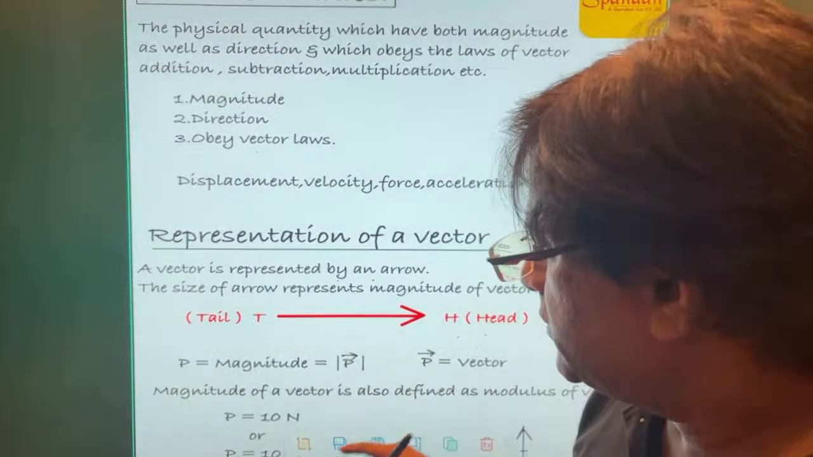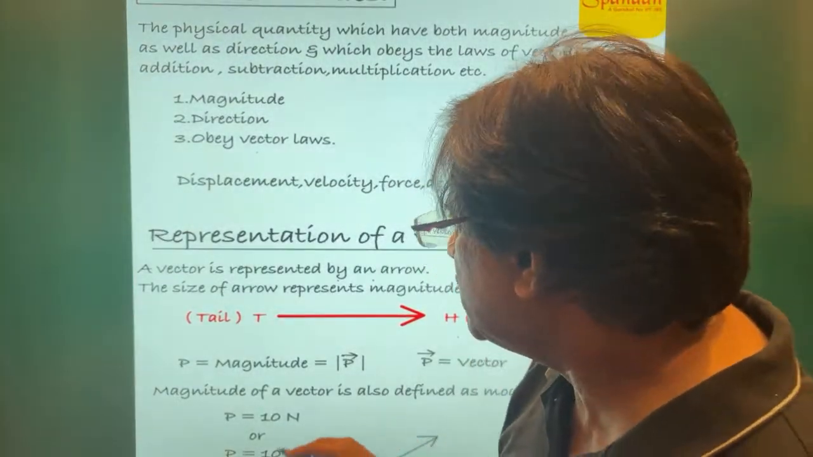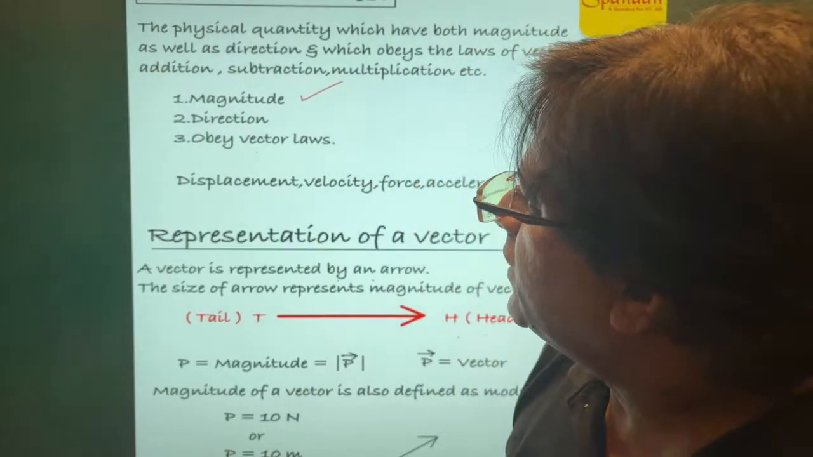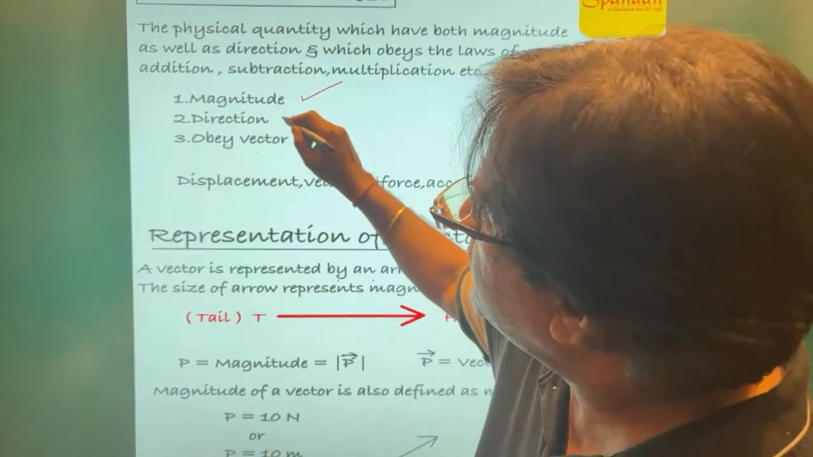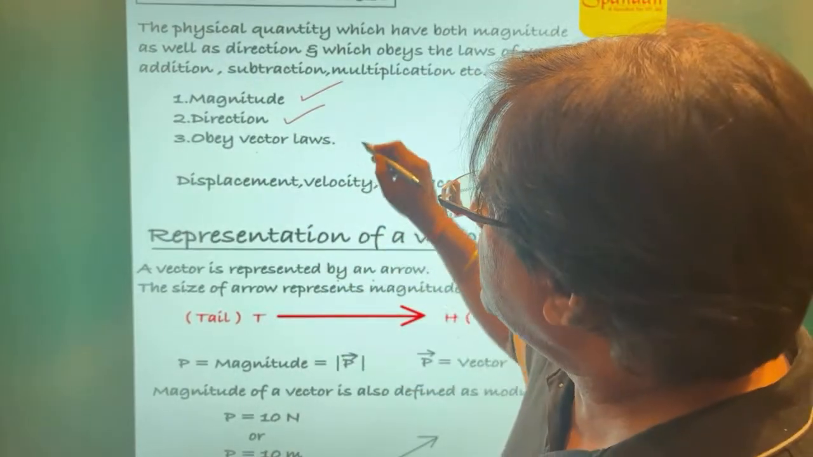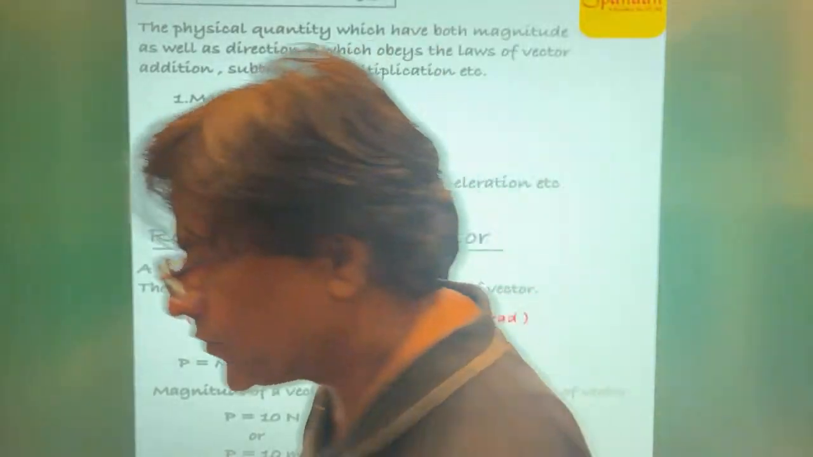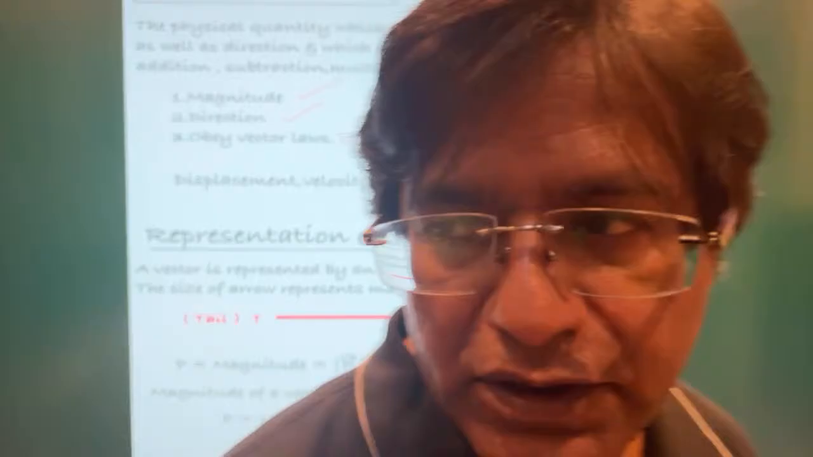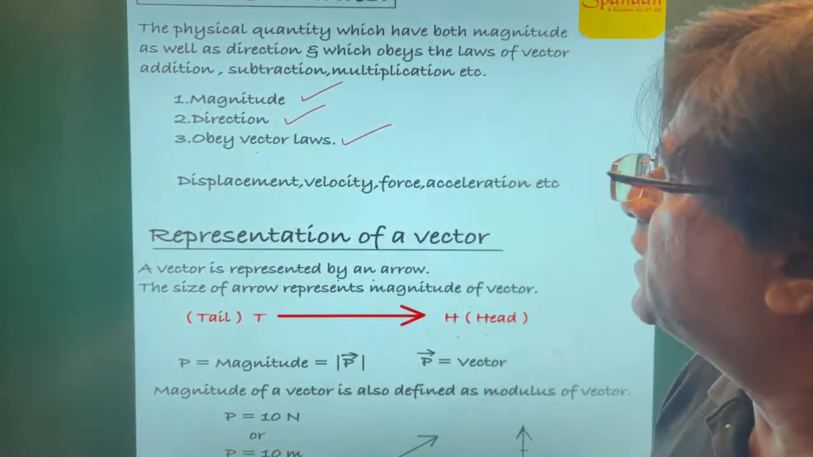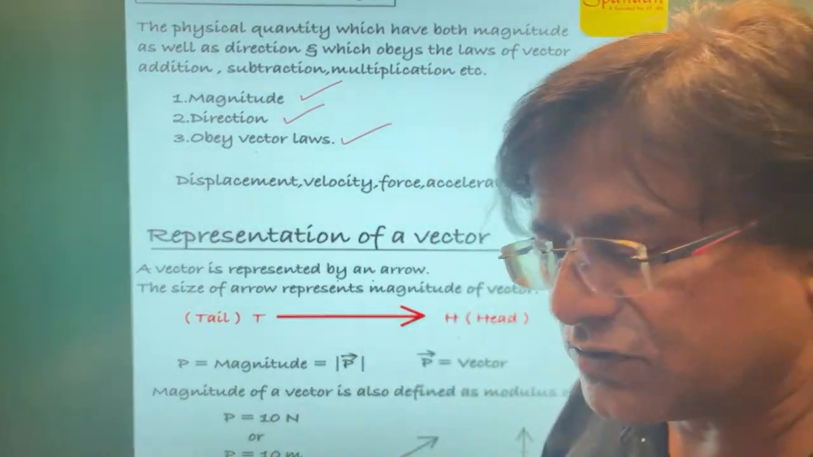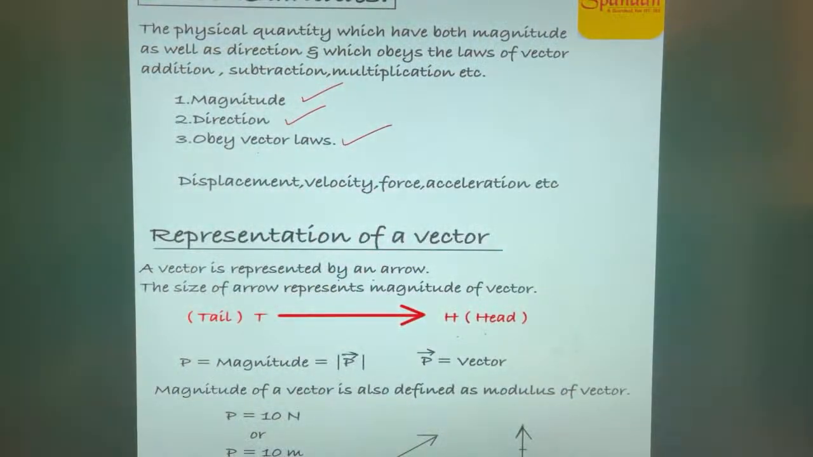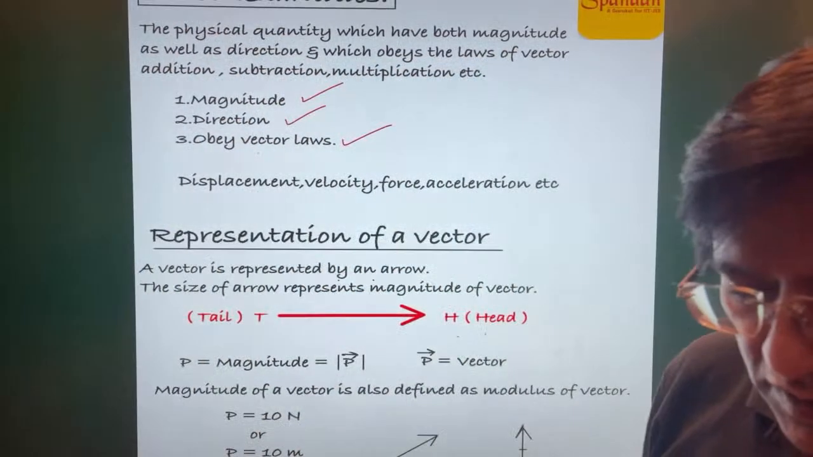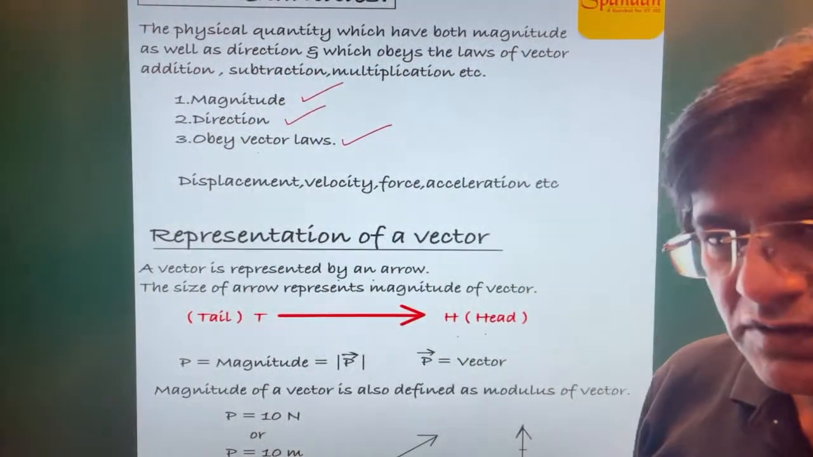In vector quantities, we will see that there must be three requirements, right? It must have magnitude, it must have direction, and it should obey the vector laws. For example, current is not a vector quantity because current has magnitude as well as direction, but it doesn't obey the laws of vector addition. So current is not a vector quantity, but still it has magnitude as well as direction.